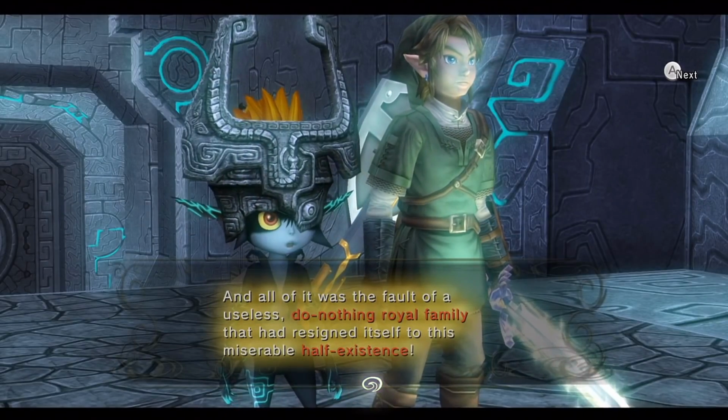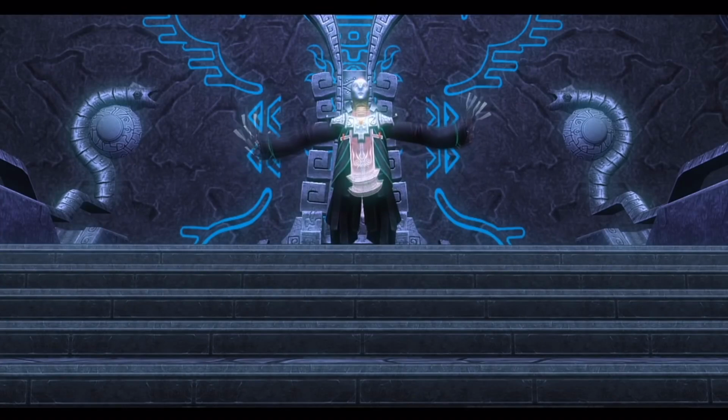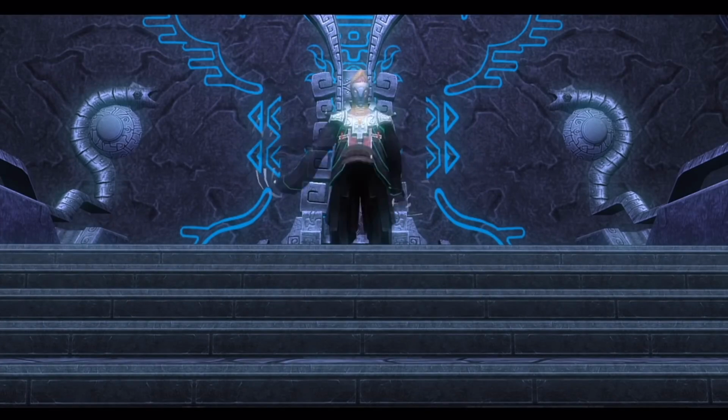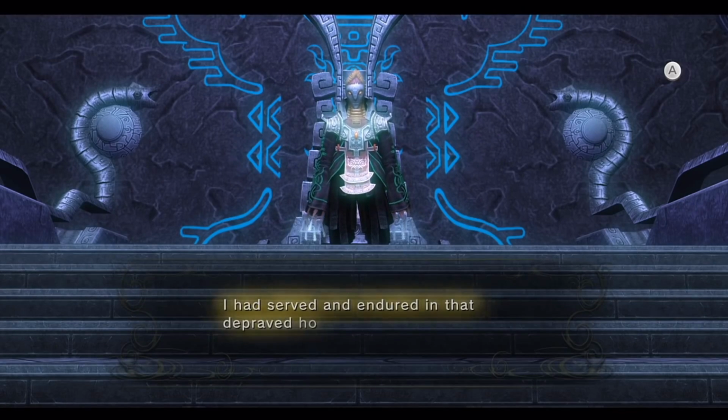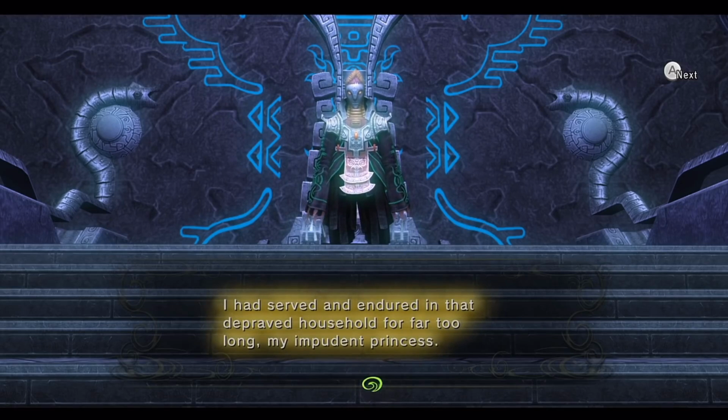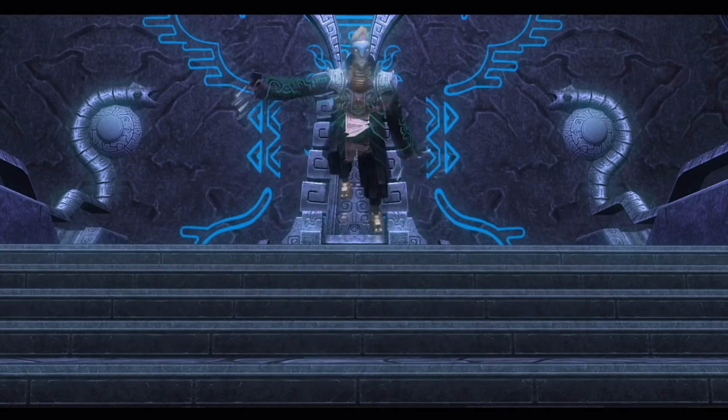We also learn that Zant is angry at the goddesses connected to the royal family for sending him and his people to the Twilight Realm. This tells us that Zant still has a bad grudge against the royal family and the light world in general for sending him and his people into the Twilight Realm.